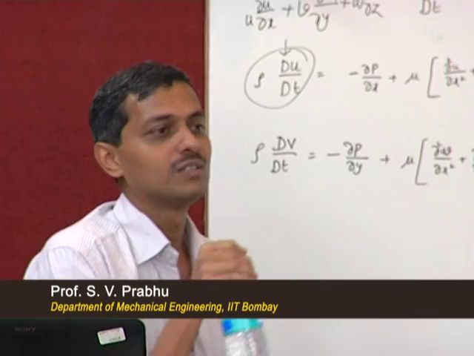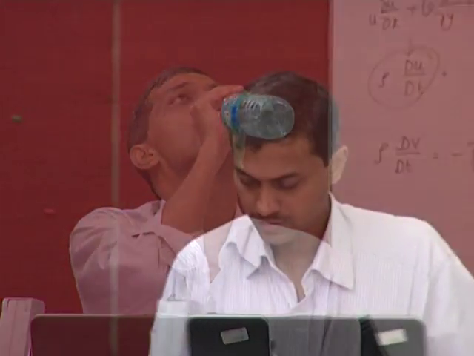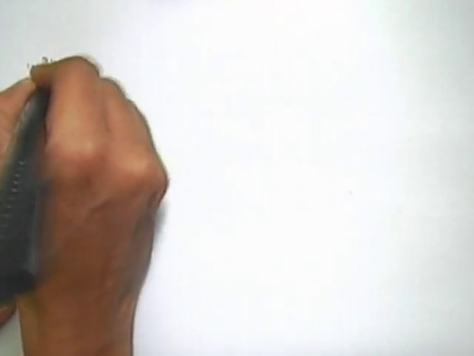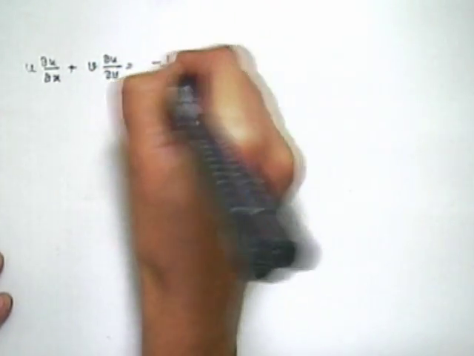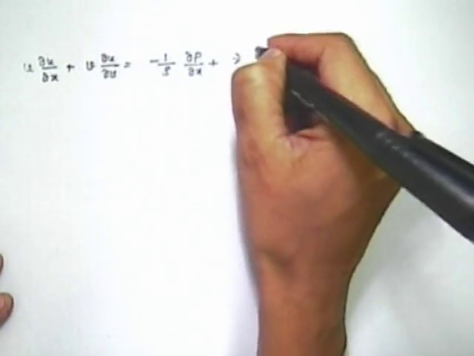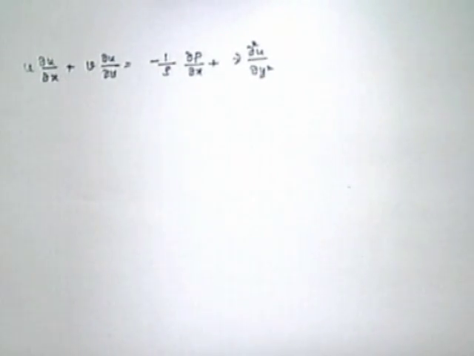In all textbooks it takes, of course, few guys try to take pains to make us understand and few guys do not. Why do you think it is 0? See, let us write the momentum equation once again. u del u by del x plus v del u by del y is equal to minus 1 by rho del p by del x plus nu del squared u by del y squared. I am not writing del squared u by del x squared because I know that it is not important.